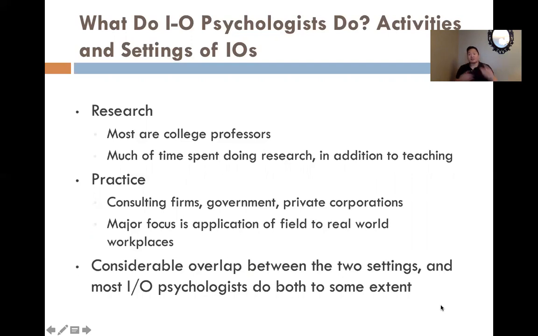But IO psychologists aren't just college professors. Unlike, say, social psychology, where most people go and get jobs as college professors, more than half of the IO psychologists end up working for companies. These can be consulting firms, they can be government roles, or they can be for private corporations. And they work with these companies to use IO science and principles to make those organizations better. So, consulting firm, a good buddy of mine works for a place called BetterUp that does leadership development. And he works with CEOs to make them better leaders.